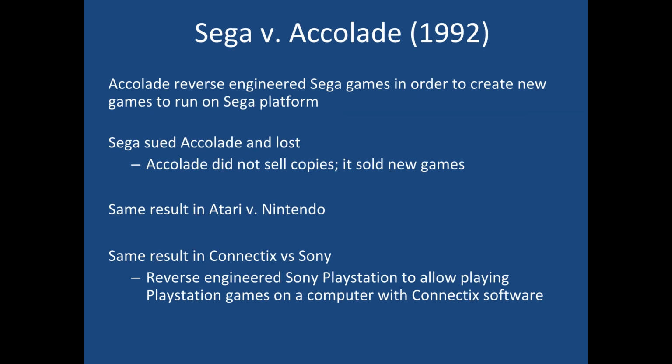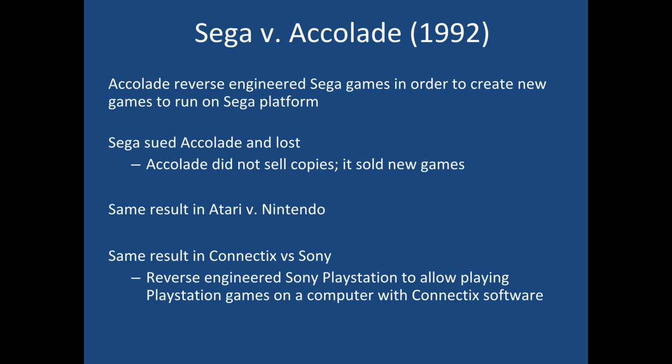Okay, here's another one, Sega versus Accolade. It's a video game thing. Accolade was reverse engineering Sega games in order to create new games that would run on Sega's hardware. They had to figure out how the hardware worked so they could write code that would run on it. They were doing it by looking at the existing games that Sega was making and reverse engineering them. Sega sued for copyright violation, I guess because they were making copies of the software in order to reverse engineer it.